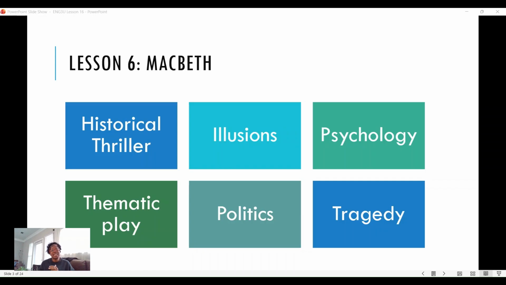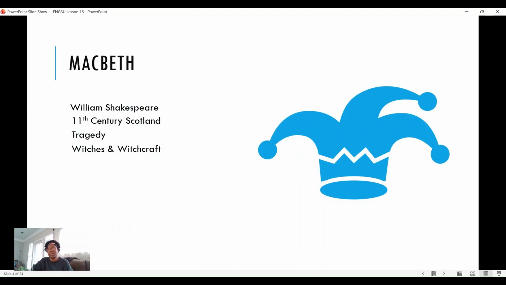And so we can see all of these different interpretations of Macbeth, the historical thriller, the illusions, the psychological drama, the fact that there were so many different things that we will be able to pull out of it, the politics and the tragedy. And so that is our quick overview of getting started with our overview of Macbeth. Now, let's get more into, again, who Macbeth was, how this play came about.